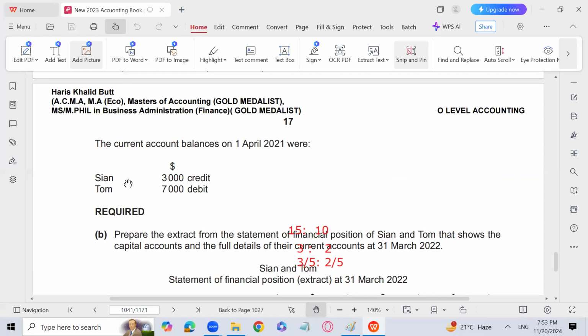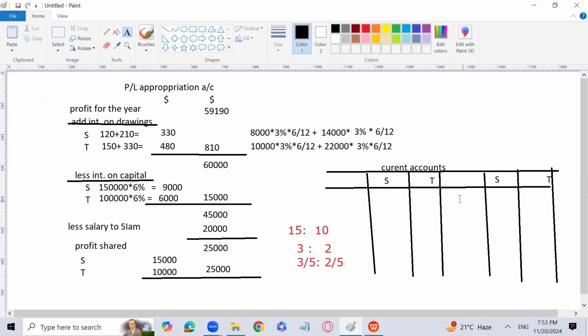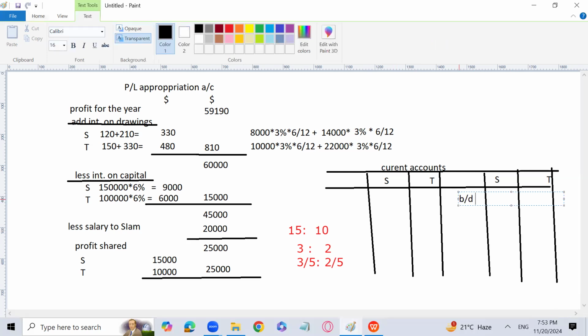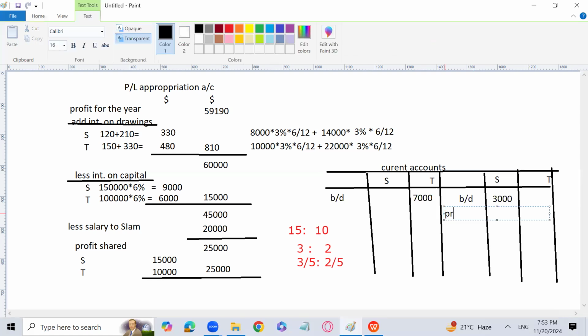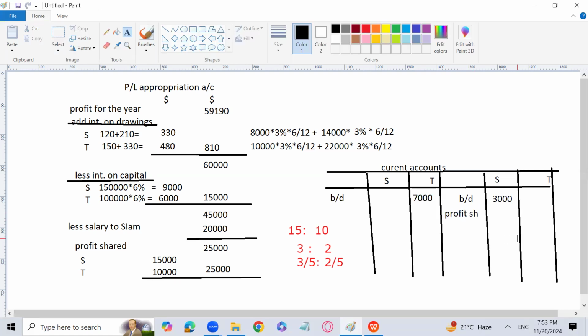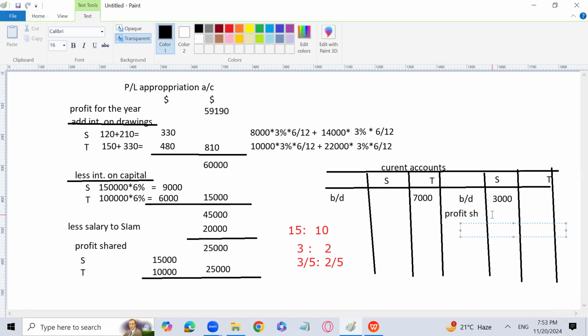Syam has the balance in the current account, which is 3,000 credit, and T is having 7,000 debit. So Syam is having a profit of 3,000 from previous years, and Tom has a loss of 7,000 from the previous year. Now, first of all, we need to add profit into this. So whatever amount needs to be added, it will come on the credit side, and whatever amount needs to be subtracted, it will come on the debit side. But nothing will be done through capital account. All the items will be dealt through current account.